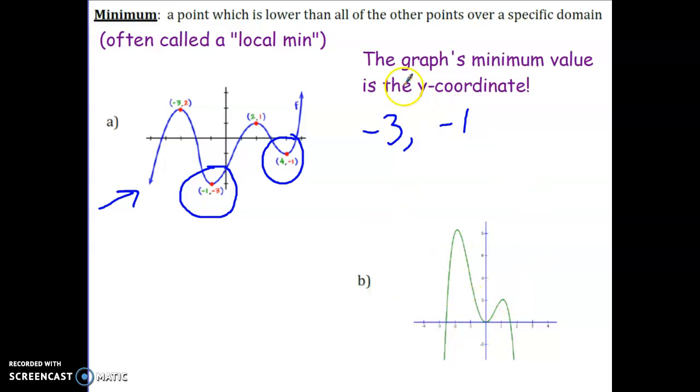Okay, looking at this one, I only have one minimum on this one. These go on and on forever down. They're going toward negative infinity. So it's not the lowest point on the whole graph. It's just the lowest in its area. And that y value is 0 because it's on the origin.